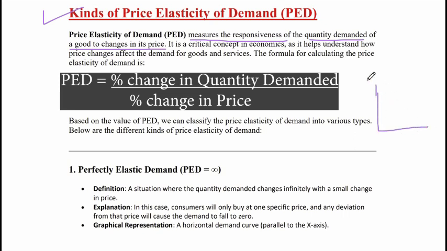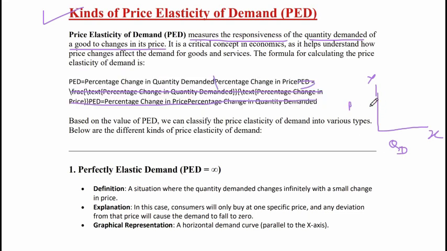So we have here the y-axis and the x-axis. This is the quantity demanded, so I'm writing quantity demanded, and this is the price here. So let us say we have a price 2. At price 2, which was high, the quantity demanded was Q2.